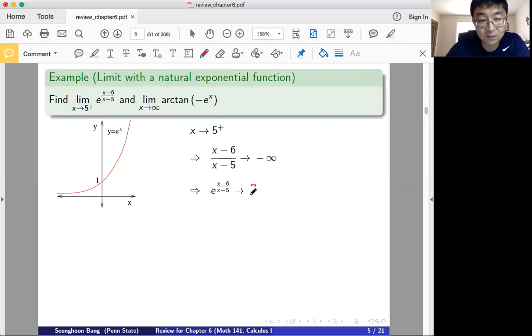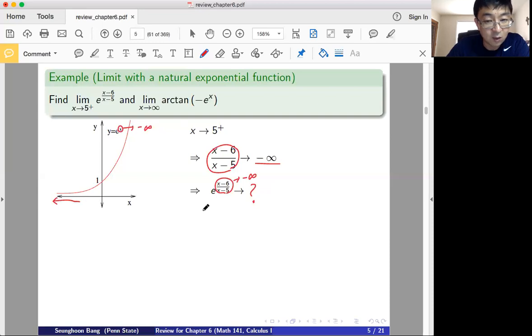So what is the answer of this one? Do you know the answer? Minus infinity? Is it right? Really be careful. X minus 6 minus 5 approaches minus infinity. So the exponent approaches minus infinity.